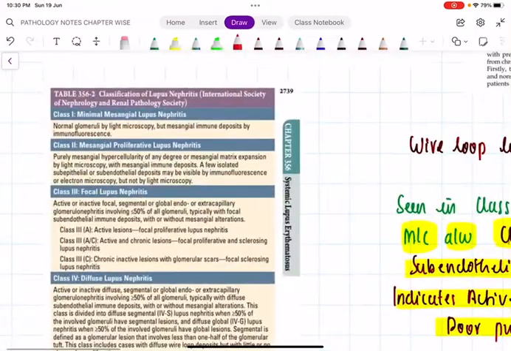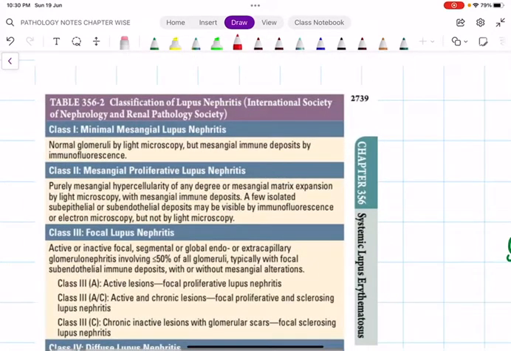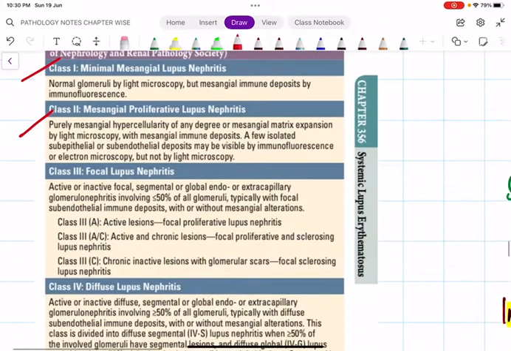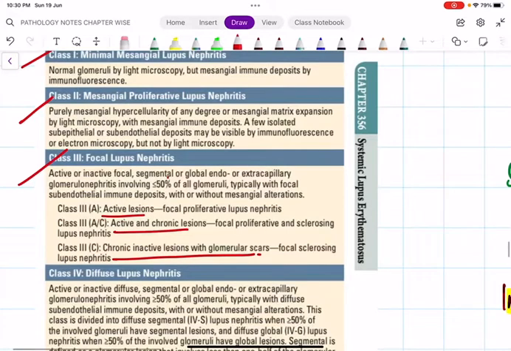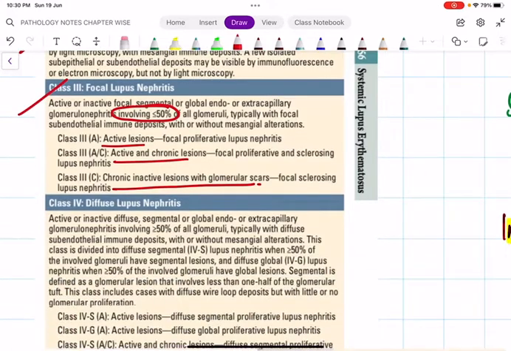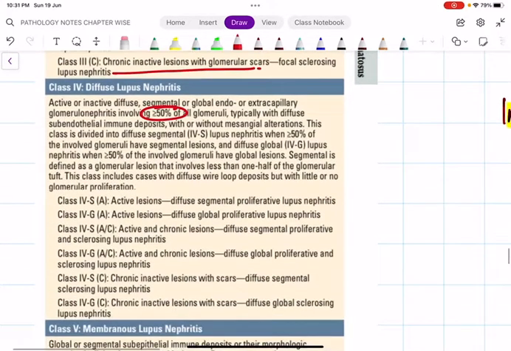See, this is the classification of lupus nephritis from Harrison, 21st edition. Class 1, minimal mesangial lupus nephritis. Class 2, mesangial proliferative. Class 3, focal lupus. In that we have A, A/C and C, that is active, and chronic inactive lesion with glomerular scarring. Remember, in focal lupus nephritis, less than or equal to 50% of the glomeruli are involved. Then in diffuse lupus nephritis, more than 50% are involved. In that also we have active and chronic. I told you, class 4 may be either segmental or global. It may be either segmental or global.